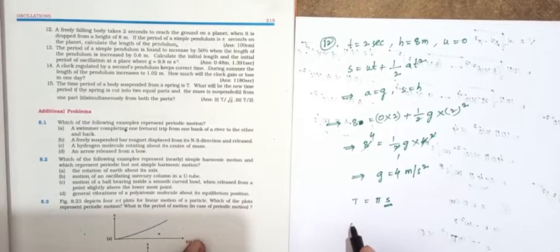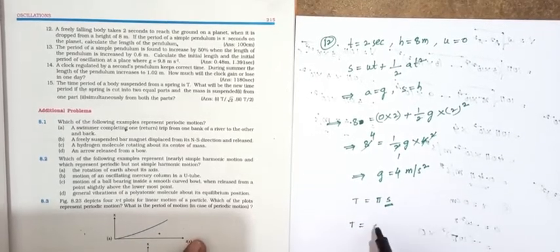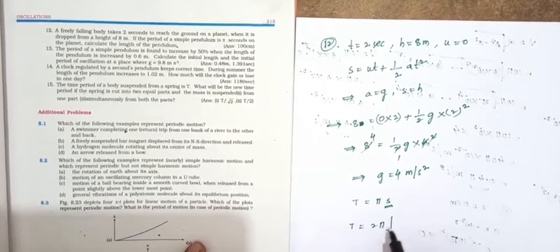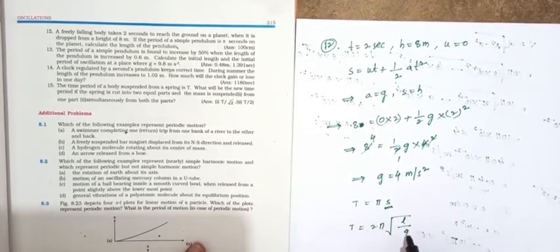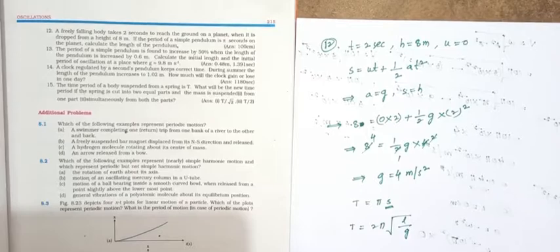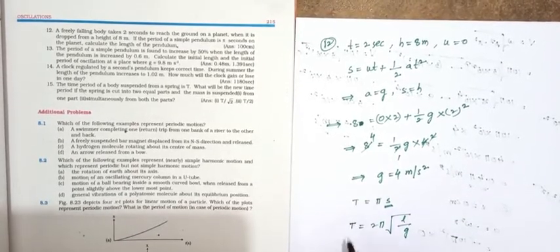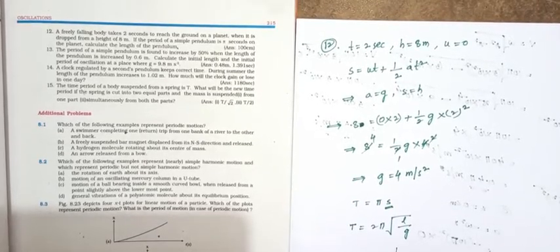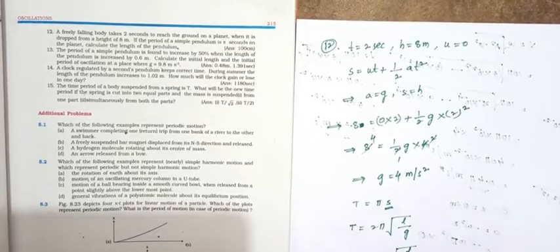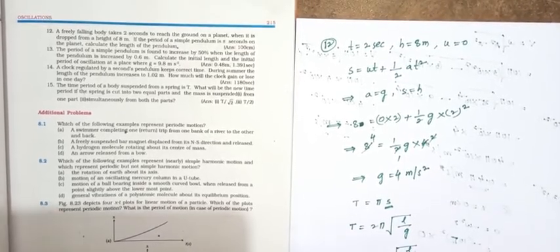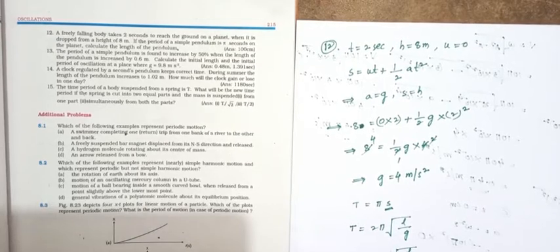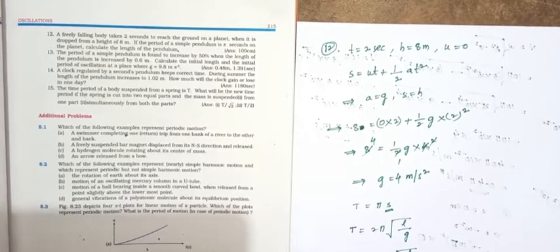So what is the equation for the time period? T equals 2 pi into square root of L by g. So here T equals pi equals 2 pi into square root of L by g, where g equals 4. Pi gets cancelled. So square root of L by 4 equals 1 by 2.